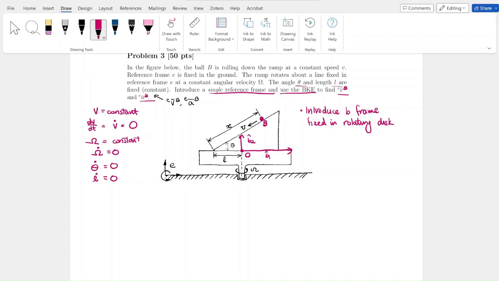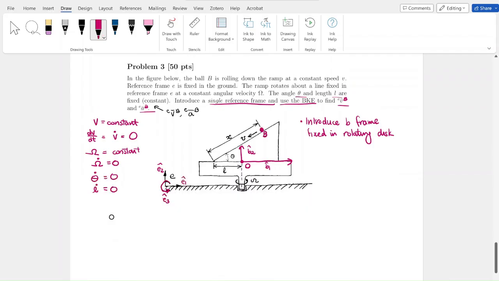We can do an example with E. Let's say this is my E1 hat, this is my E2 hat vector, and this is going to be my E3 hat vector, right? Because if you point your fingers in the direction of E1 and rotate towards E2, your thumb should be pointing out towards you, which is in the direction of E3.